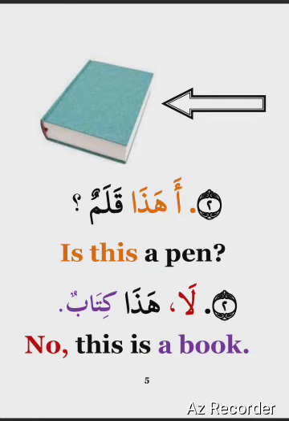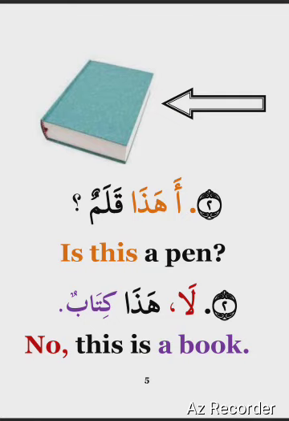A is for asking question. أأنت سليمان؟ Are you Suleiman? أأنت, are you? A is for asking question. أطالب أنت؟ Are you a student? أهذا قلم؟ Is this a pen?